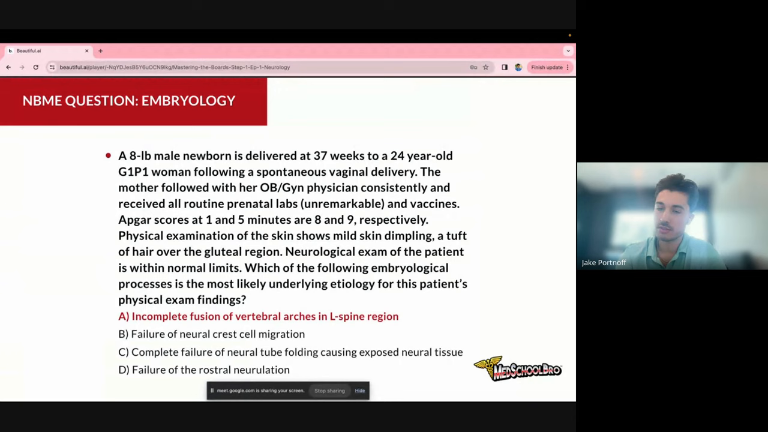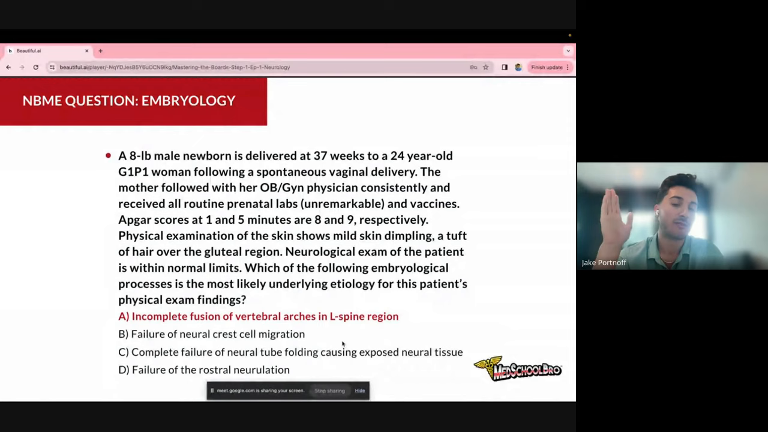Even if you didn't know that spina bifida occulta was specifically the incomplete fusion of the vertebral arches in the L-spine region, you could also do a little bit of process elimination here. Failure of neural crest cell migration. What pathologies are you thinking about here? You're thinking about Hirschsprung's disease, right? You're thinking about achalasia, right? Hirschsprung's disease, you're gonna associate with what conditions? Things like Down syndrome, right? It's your aganglionic segments of your Meissner and Auerbach's plexus, right? You get failure to pass meconium in the first 48 hours, very buzzy, right?